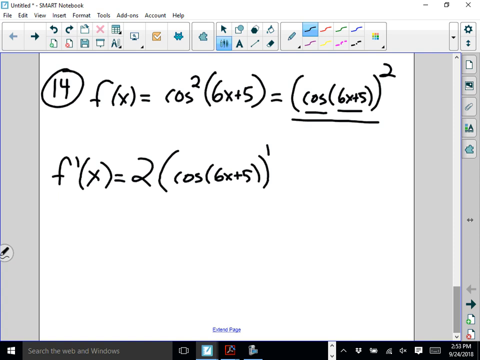Now I need to multiply by the derivative of the inside, which is cosine of 6x plus 5. Well, that in itself is a chain rule problem. So I multiply by the derivative of the outside, which would be negative sine with respect to the inside. And then I need to times by the derivative of the inside, which is 6. So again, I did the derivative of the outside with respect to the inside times the derivative of the inside. Well, that derivative of the inside was another chain rule. So I did the derivative of the outside with respect to the inside times the derivative of the inside. Clearing this whole thing up.